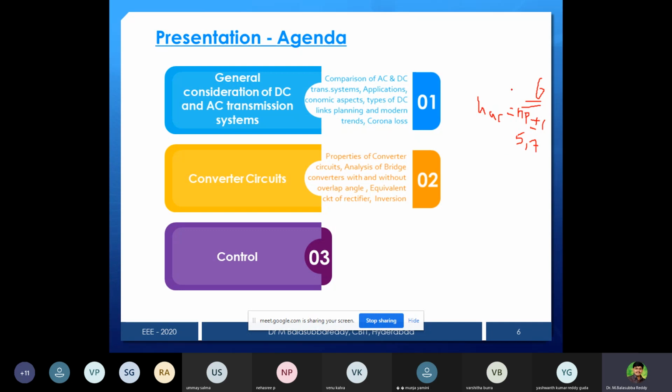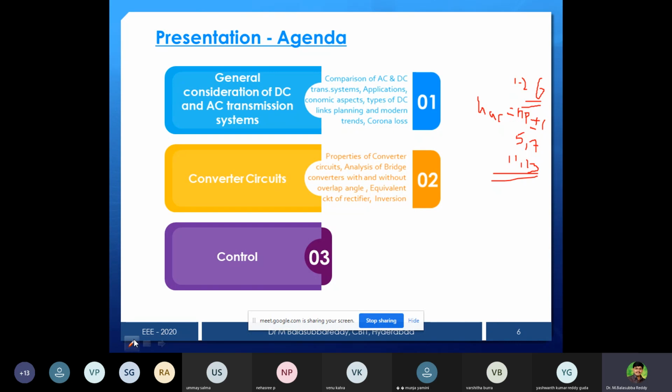For N equal to 2, we have 12. So 12 minus 1 is 11, and 12 plus 1 is 13, and so on. So this is the order of the harmonic for the AC side, and previously we observed that the DC side is NP and the AC side is NP plus or minus 1. That is the easy way to identify what types of harmonics are injected in the AC side as well as the DC side based on the pulse number.